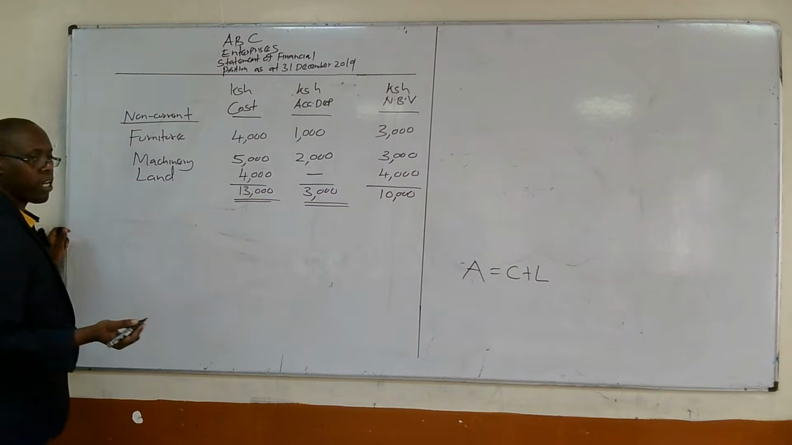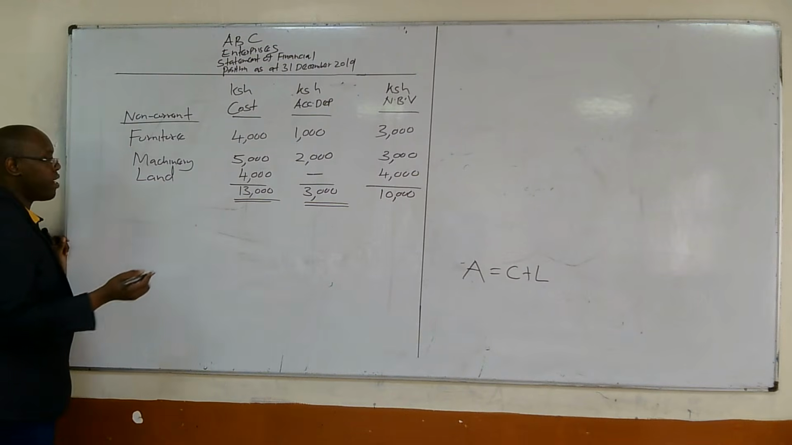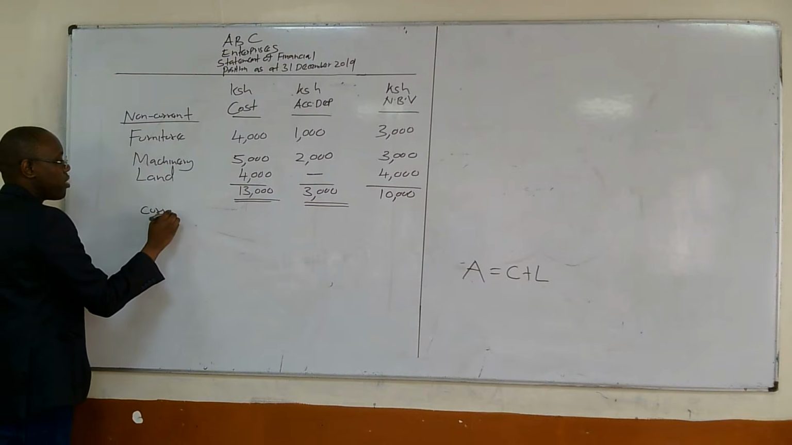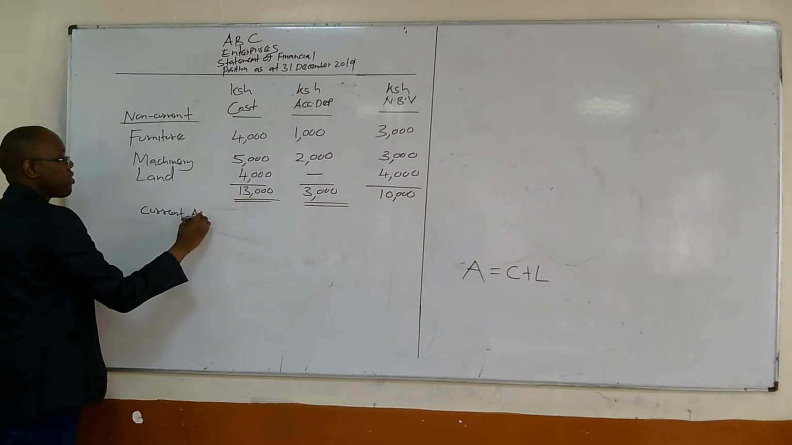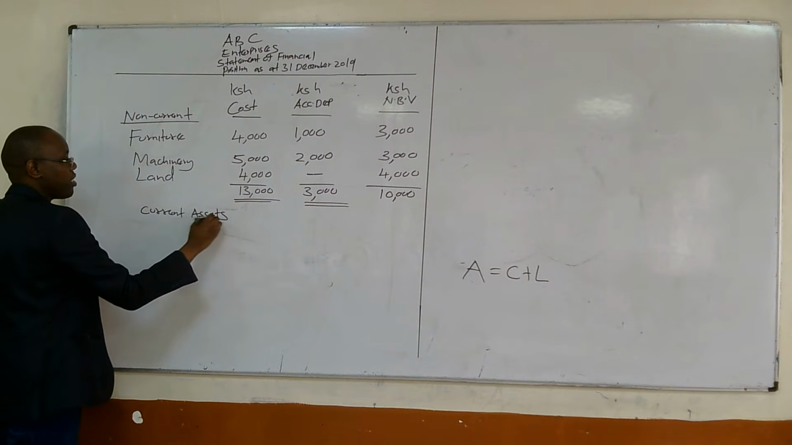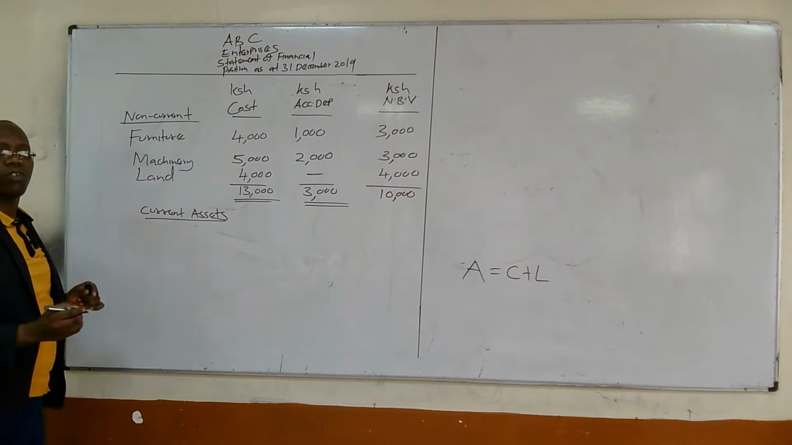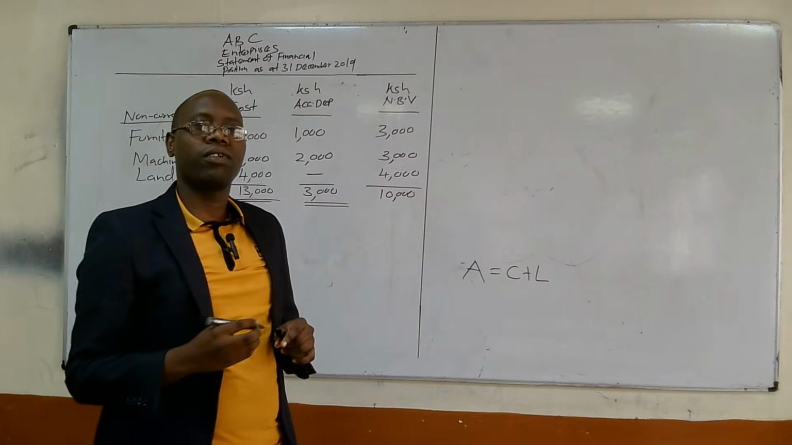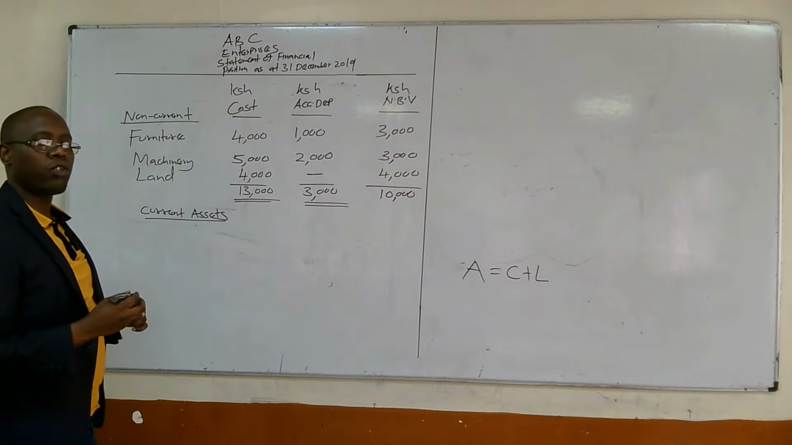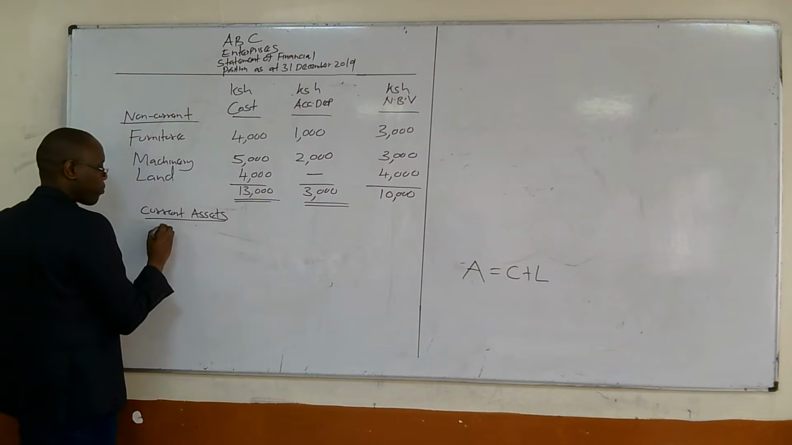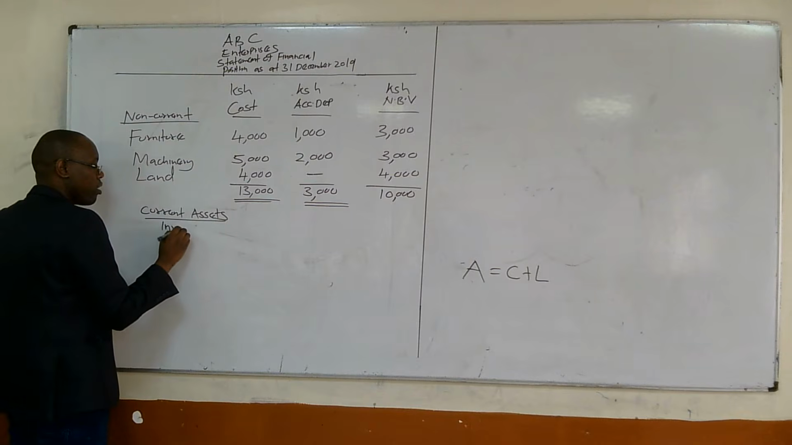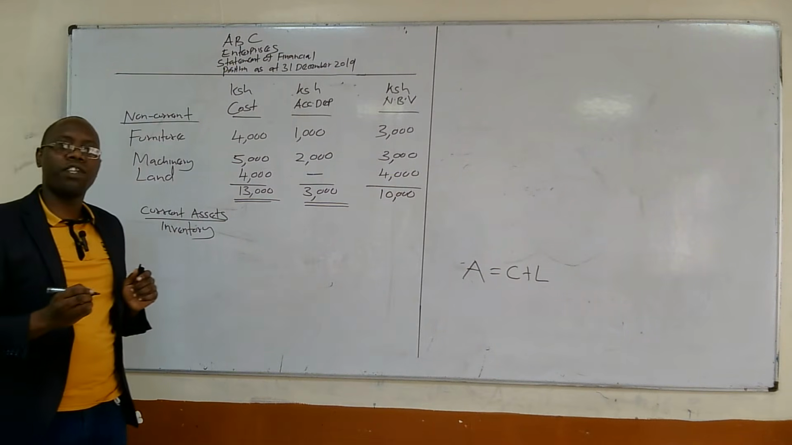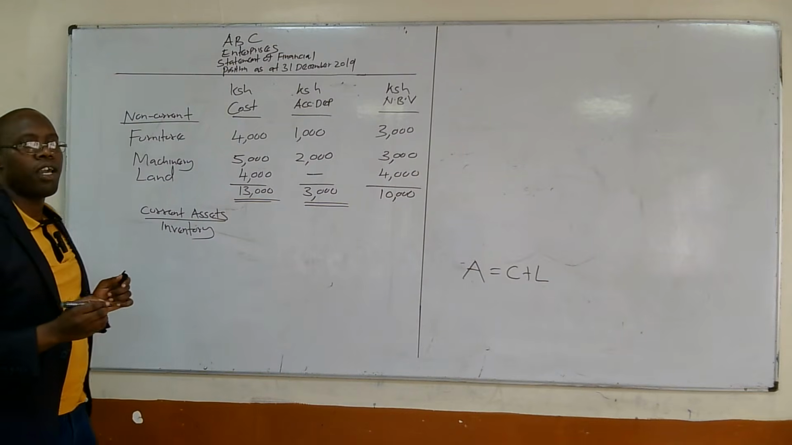And then after doing that now, you're going to go to the current assets. So you're going to write current assets. The current assets, that's another thing that you're going to be able to write. And the current assets, we're going to start with inventory. Inventory, and remember that the other name of inventory is basically stock.